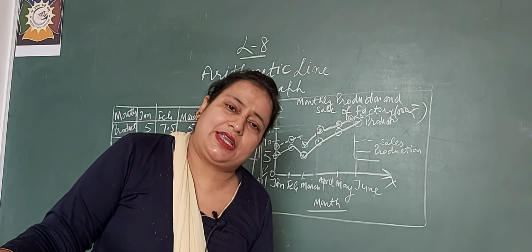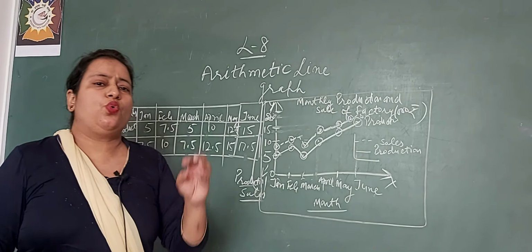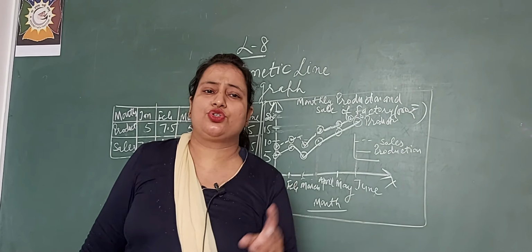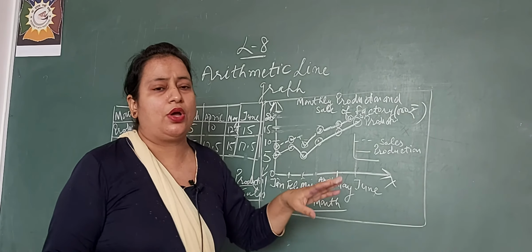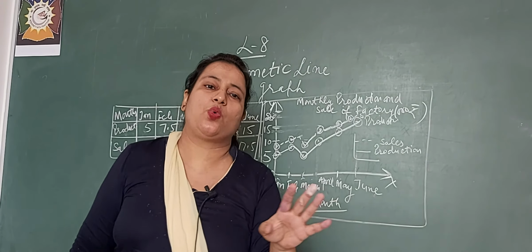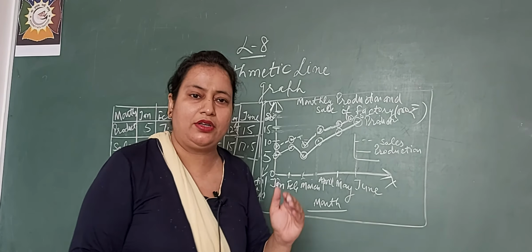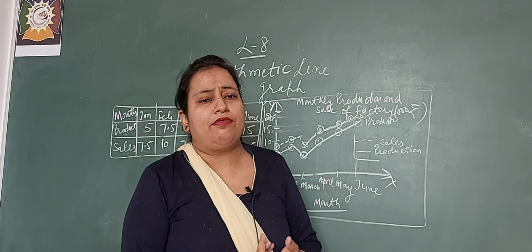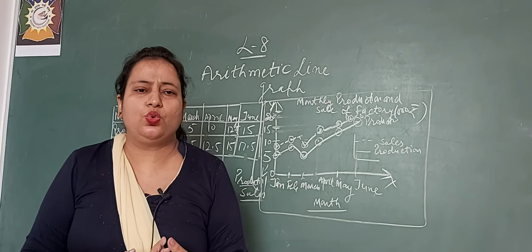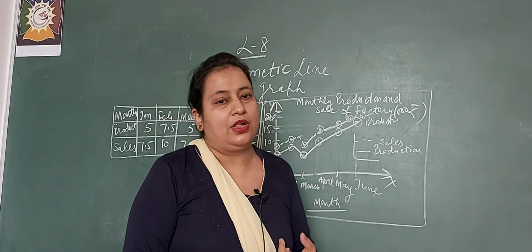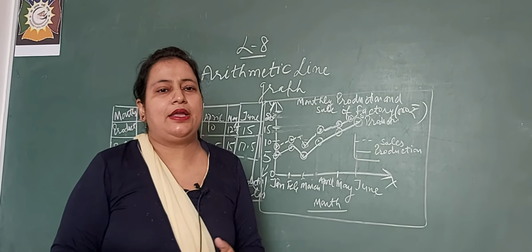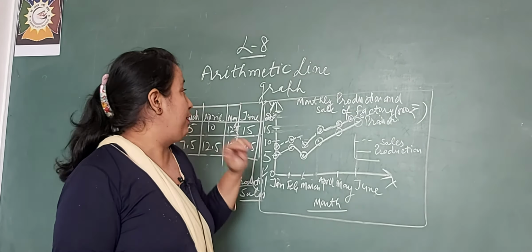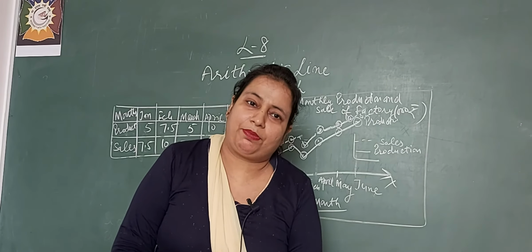Now your chapter is ending, beta. I told you how to construct a graph, I told you about the abscissa and the ordinate, and about the quadrants: first, second, third and fourth quadrant. I told you about the one variable graph, and about the journal rules to draw a graph. I told you the merits and demerits of graphic presentation. So your chapter has ended.